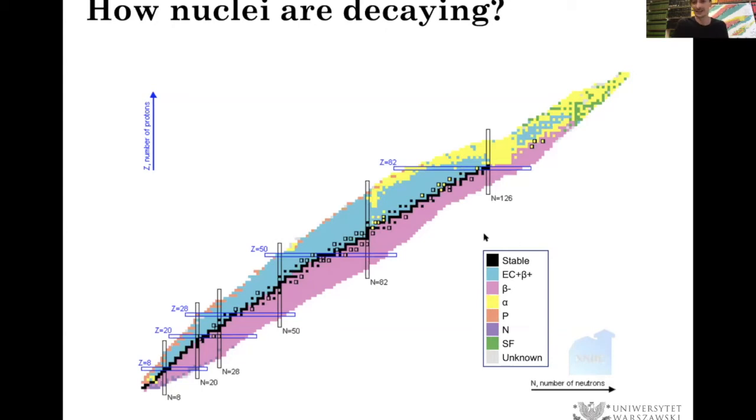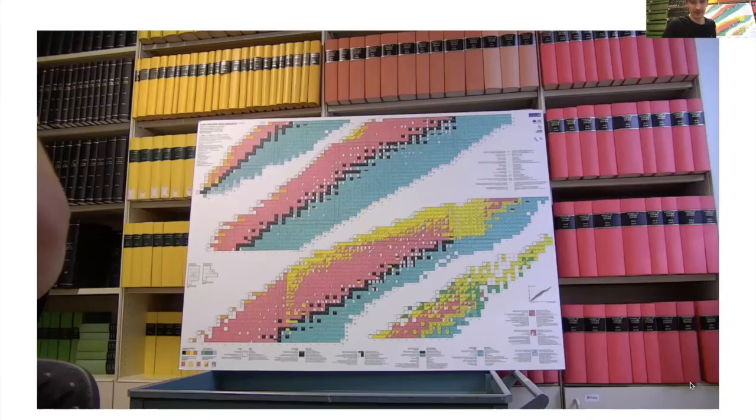So generally, this map is found in the different labs, where some particular numbers of protons and neutrons have been marked.